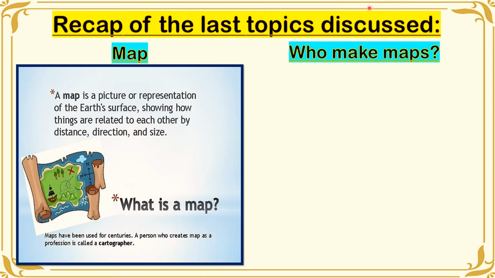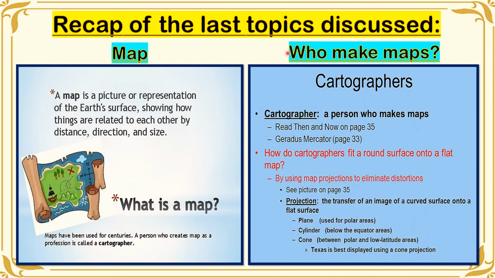And then we have studied about who make maps, or mapmakers. In your book, class, we have the surveyor, photogrammetrists, geographers, and the cartographers. Cartographers are people who make maps for their living. All the data or information gathered by the surveyors, photogrammetrists, and geographers are handed to cartographers so that they can make a very accurate map.